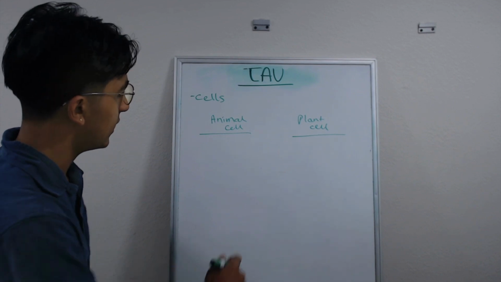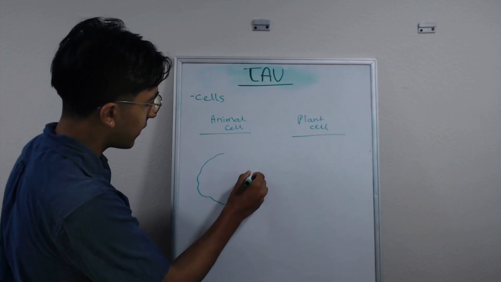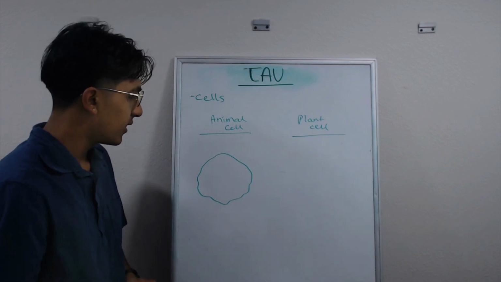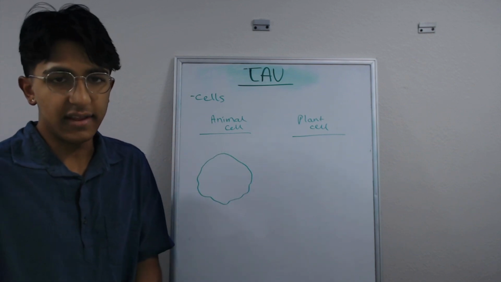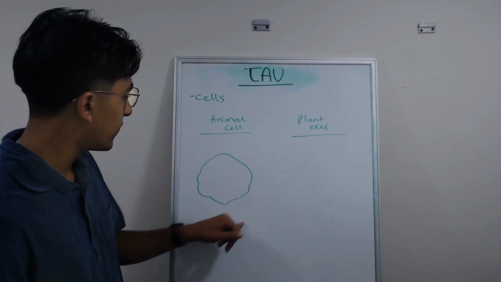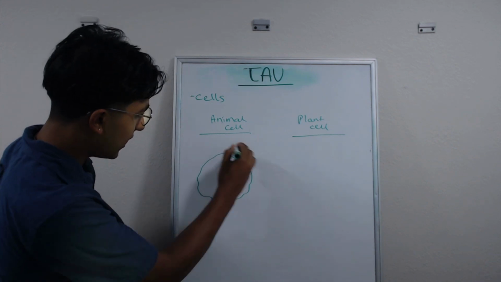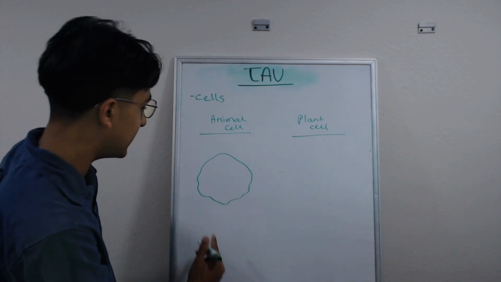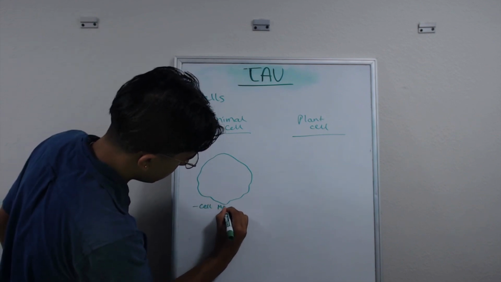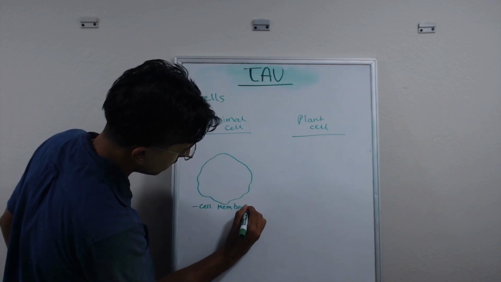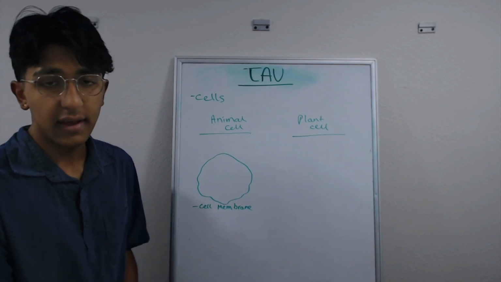An animal cell looks kind of like this. It's just like a blob, you can think of it. And what is keeping everything in the blob together, right? So this cell blob is controlled by this outer layer or membrane which holds everything else inside, and this is called the cell membrane.